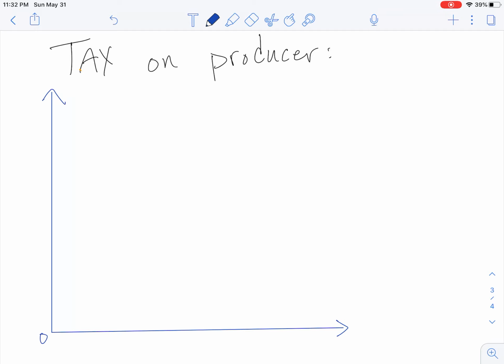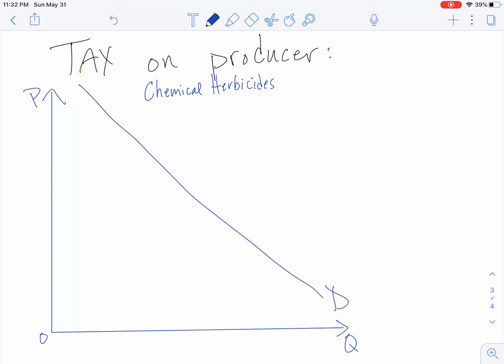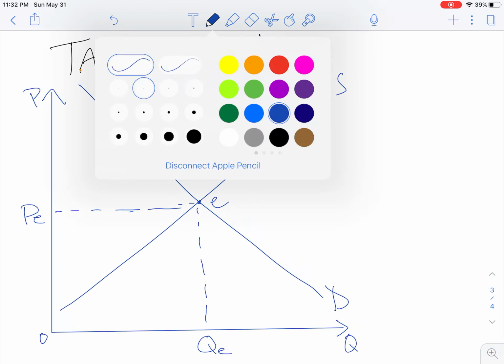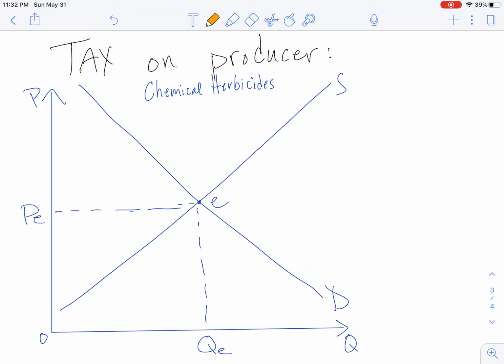Let's look at the market for like Roundup, right, or chemical herbicides. And we have a graph here, price and quantity. Now, there's going to be some downward sloping demand curve, some upward sloping supply curve. That gives us an initial equilibrium. Right, and at the initial equilibrium, we have an equilibrium price and an equilibrium quantity. And at that market clearing equilibrium, we have economic surplus.